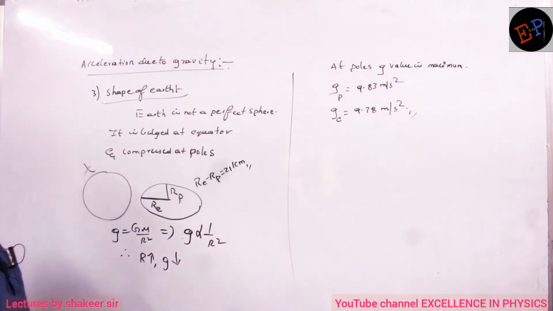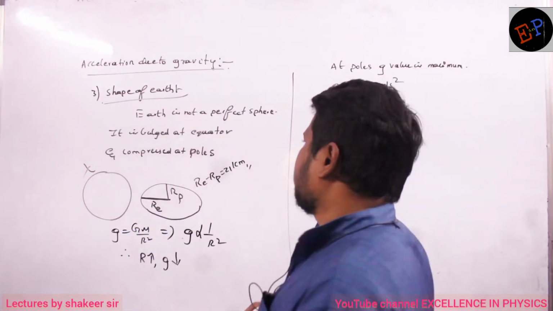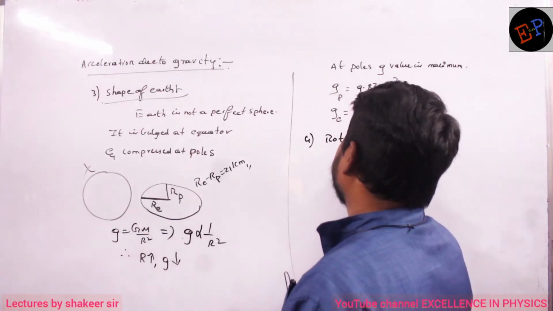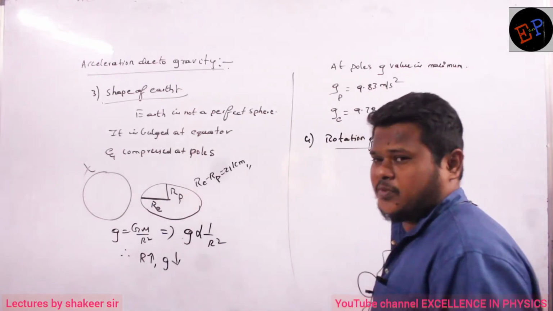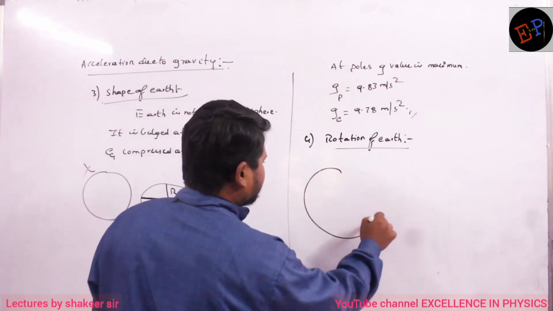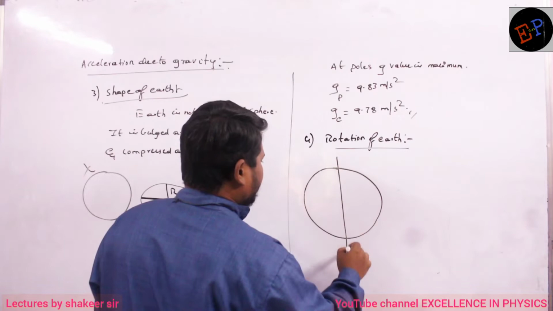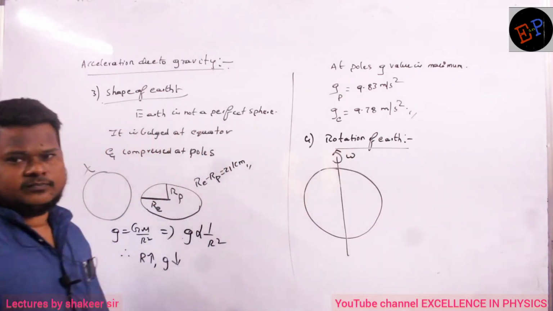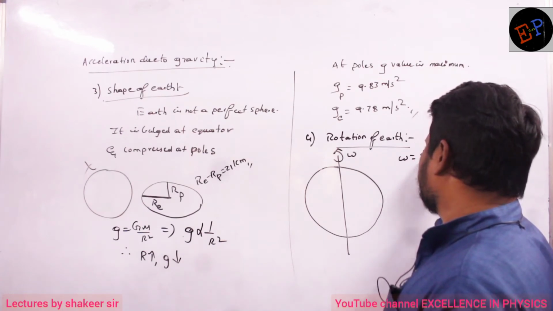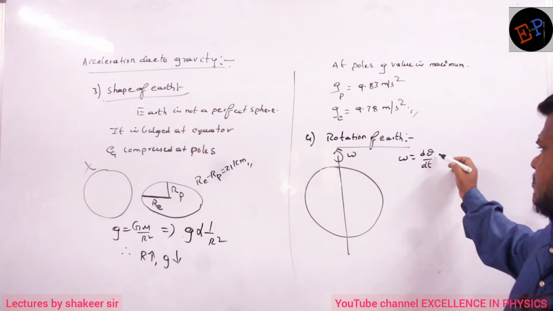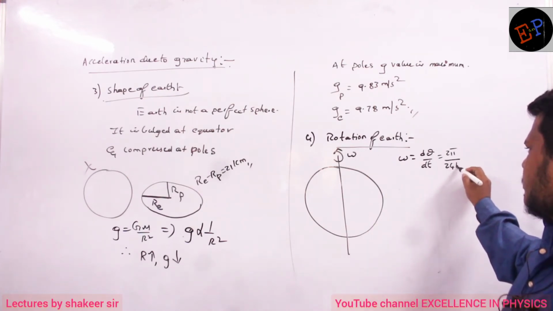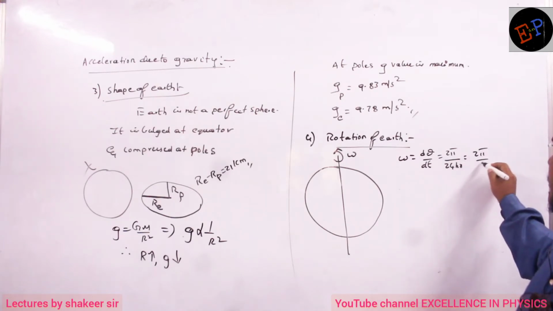Next, we will study g depending on the rotation of Earth. The fourth one is depending on rotation of Earth. Are you able to understand? See, Earth is rotating about its axis, no? If you take this as Earth, it is rotating about this axis with an angular velocity of omega. What is the angular velocity of Earth? How can I calculate it? d theta divided by dt, change in angular displacement by change in time. How much angle will it cover? 2 pi radians for one rotation, 360 degrees. And what is the time taken? 24 hours. So 2 pi divided by 24 multiplied by how many seconds?